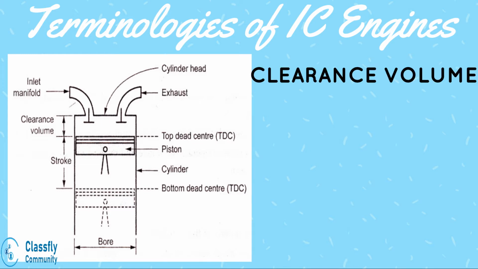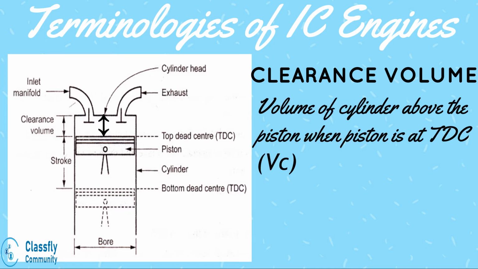Next, the clearance volume. Well, as you can see in the figure, there will be a certain amount of space between the top dead center and the head of the cylinder. So, the volume of the cylinder above the top of the piston when the piston is at the top dead center is called as the clearance volume.